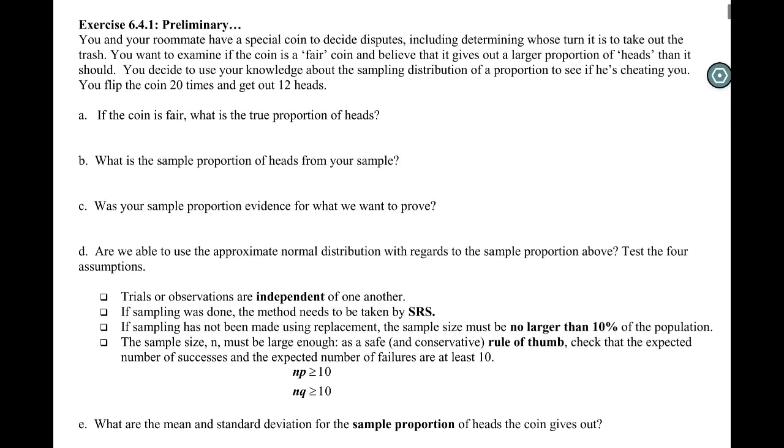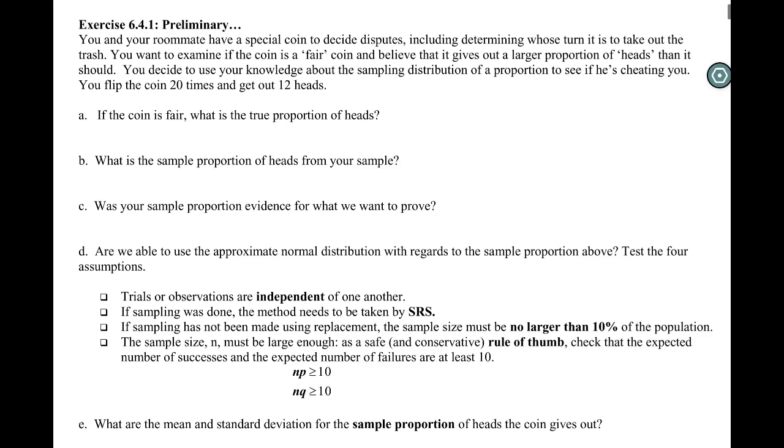So before we really get into the steps of a hypothesis test, I wanted to give us a way to relate our hypothesis testing to 6.1, because we already related hypothesis testing to 6.2 in that last example from 6.3. Now we're going to go back to our sampling distributions, and do a little bit of what we did in class when we talked about the helper hinder question. So I have this ridiculous example. Suppose you and your roommate have a special coin to decide disputes, including determining whose turn it is to take out the trash. All right.